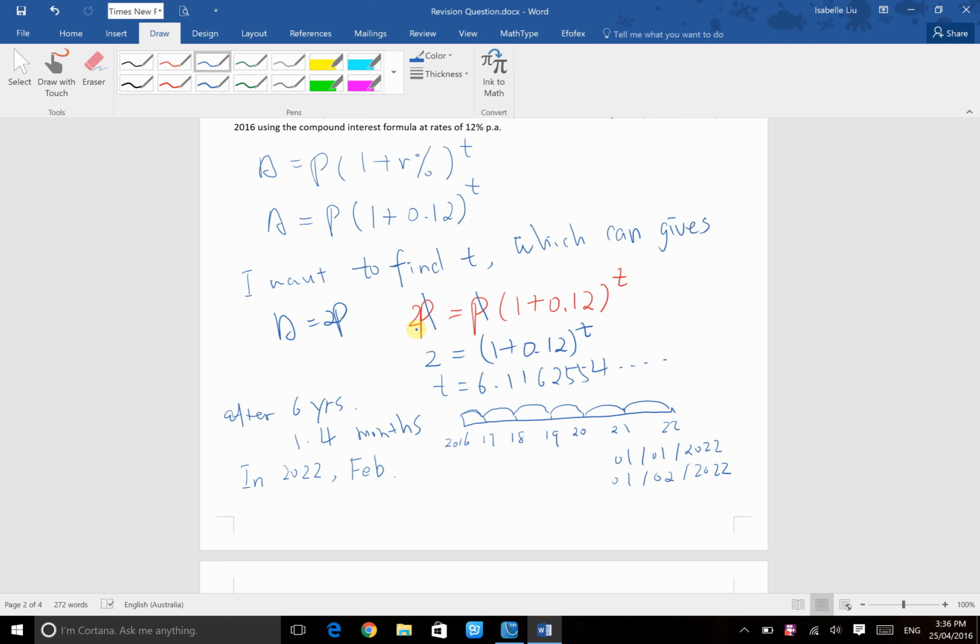So at the start of 2016, after 1 year is the start of 2017, another year is the start of 2018. So after 6 years is 1, 2, 3, 4, 5, 6, at the start of 2022. So after 1 month is the 1st of February 2022, and then after 0.4 months, it's just several days, still in February. So in 2022 February, I will achieve that my money is doubled by the compound interest of 12% per year.